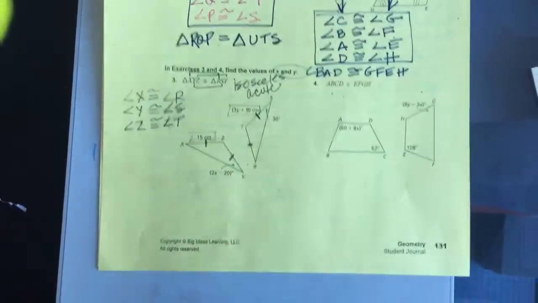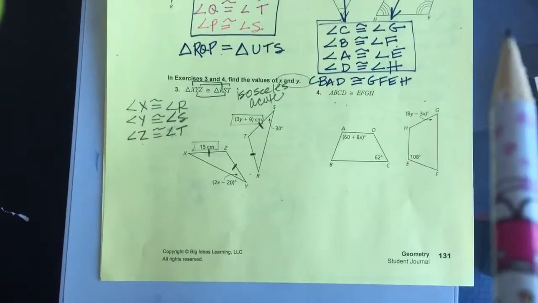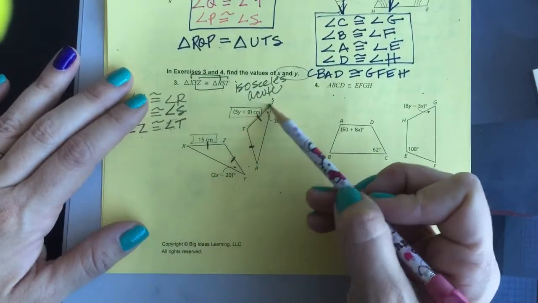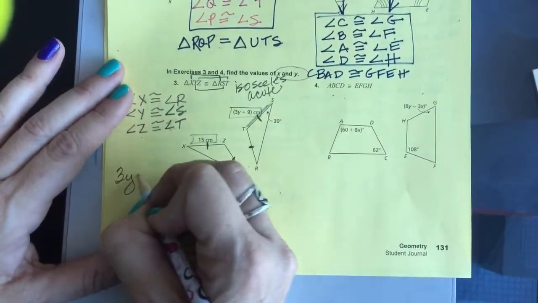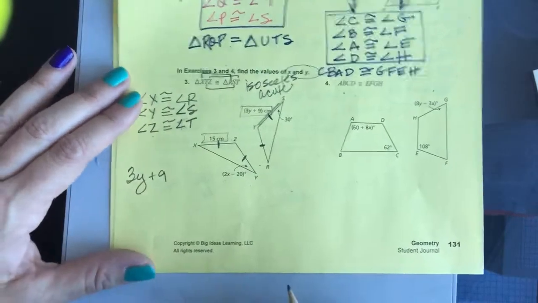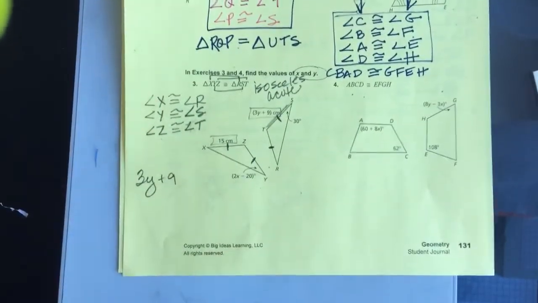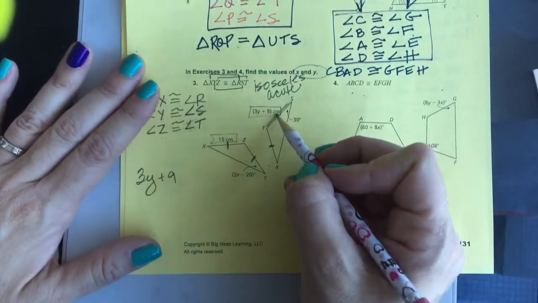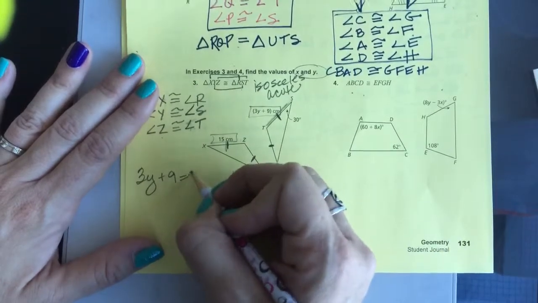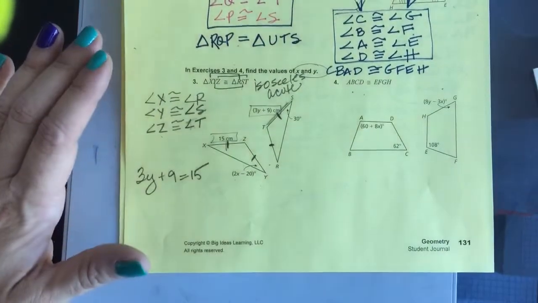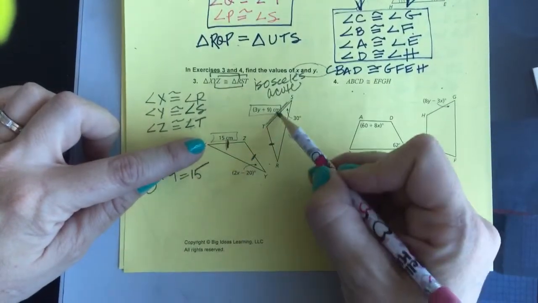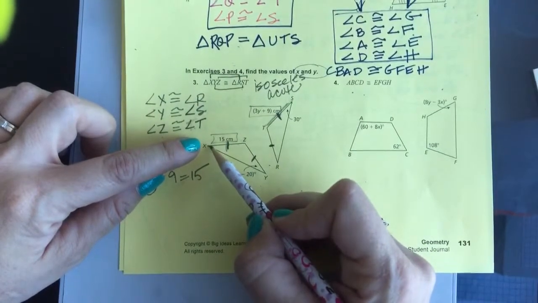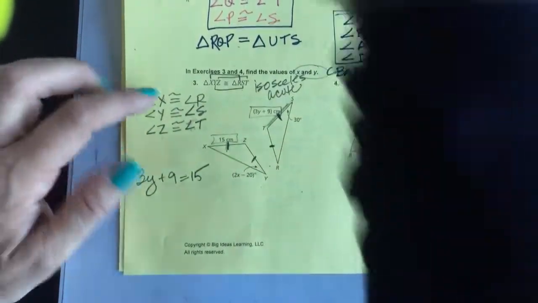I've got to pair up things from one figure to the next in order to solve for that y value. What I see going on is S to T is expressed as 3y plus 9. I'm going to jot that down and write an algebraic equation, because this congruence statement is here. I can set that equal to 15, because there's the congruence mark. These sides are the same. So if this is 3y plus 9, then that must be equal to 15. Then I'm going to go through the process of solving this equation.